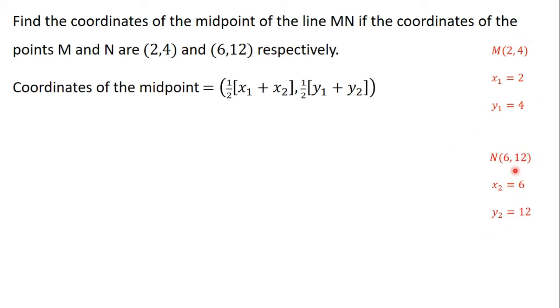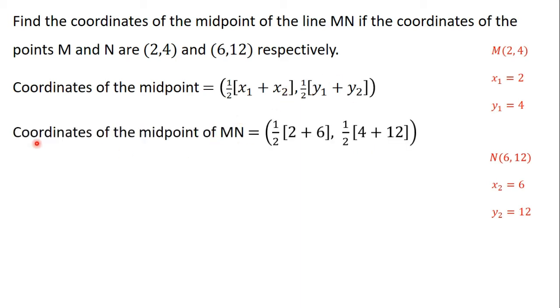All we need to do now is to substitute this information into the formula. It means that the coordinates of the midpoint of the line MN is equal to half into bracket x1 plus x2. x1 is 2, x2 is 6. So half into brackets 2 plus 6 as the x-coordinate. Then half into brackets y1 plus y2. y1 is 4 and y2 is 12. So we have half into bracket 4 plus 12 as the y-coordinate.